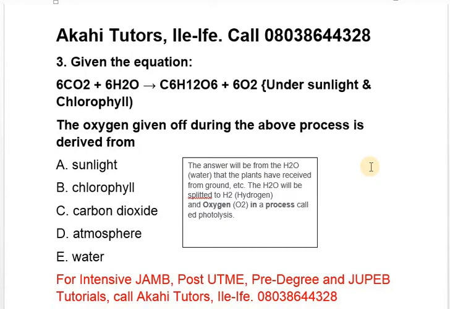Option A says sunlight. Option B says chlorophyll. Option C says carbon dioxide. Option D, atmosphere. Option E, water.